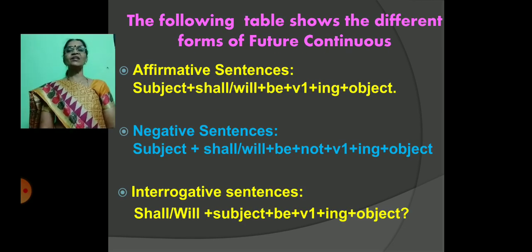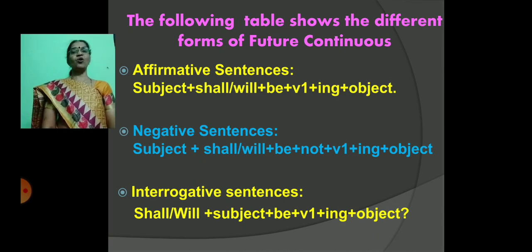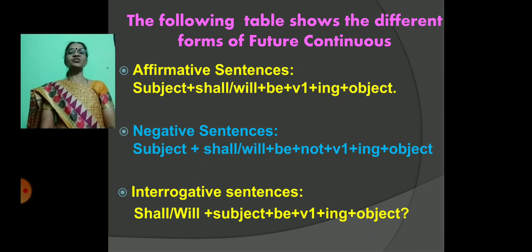Now let's go on to the next tense, that is future continuous. And the forms for future continuous in affirmative sentence will be subject plus shall or will plus be plus verb in ing plus object. For the negative, you are going to use subject plus shall or will plus be plus not plus verb in ing plus object. And for interrogative sentences, you have shall or will plus subject plus be plus verb in ing plus object.